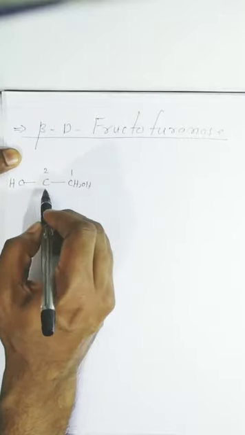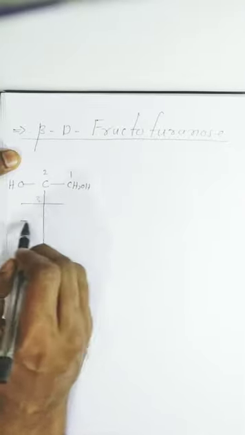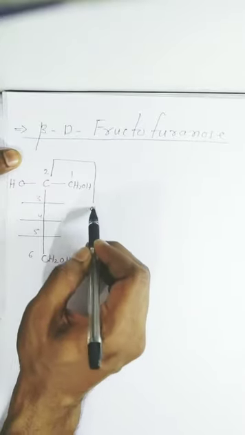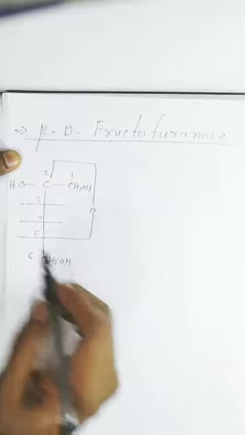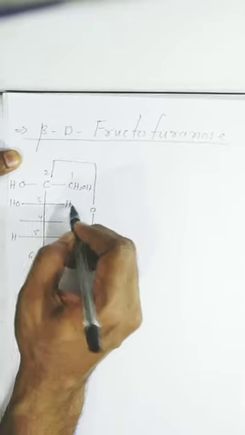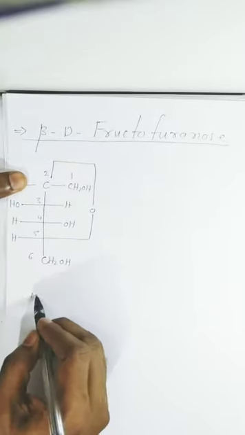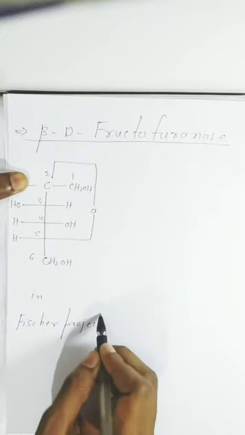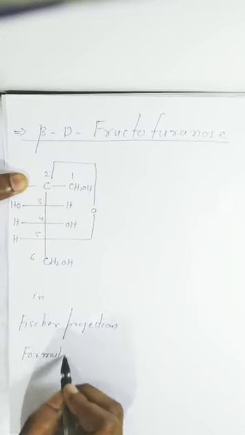First carbon. Sixth carbon will be as it is CH2OH. This is your third carbon, fourth carbon, fifth carbon. Fifth carbon is forming the hemiacetal. This second carbon will act as an anomeric carbon where different groups are present. Now this is the structure of beta D fructofuranose in Fischer projection formula. If you are able to draw the Fischer projection formula, then only you can convert into the Haworth projection formula. This is a simple way to write beta D fructofuranose in the Fischer projection formula.